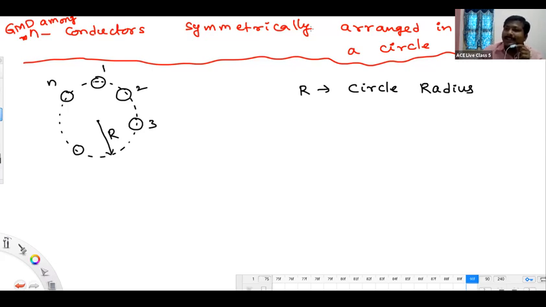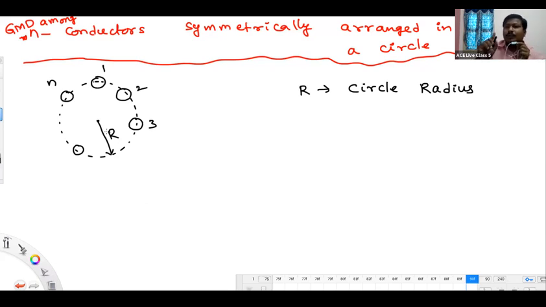Is it having any practical existence or not? We'll think about the practical existence later. As a mathematical question, you feel it and answer this: if N conductors are symmetrically arranged in a circle like this, what is the GMD among these conductors?